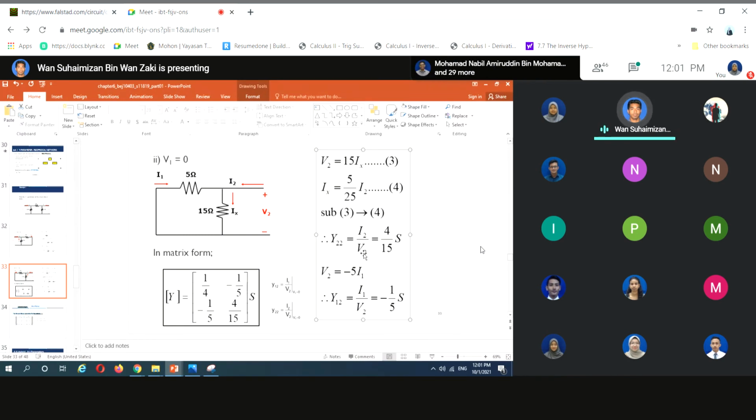So Y22 equals I2 over V2. So if you put here, go inside here, 15. Saya tak ada pen kat sini. Berapa ini jadi? 5. 5 over 20, kan? So yes, 5 over 5 plus 15, which is 20.